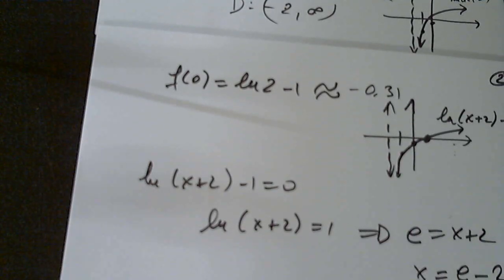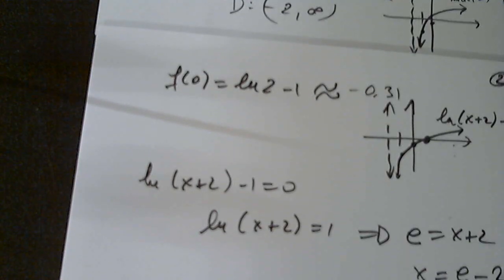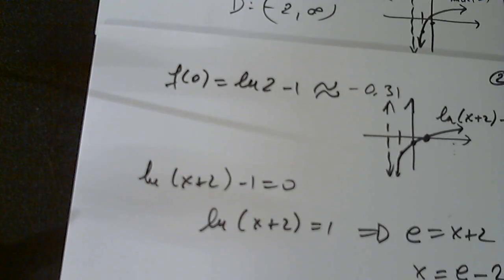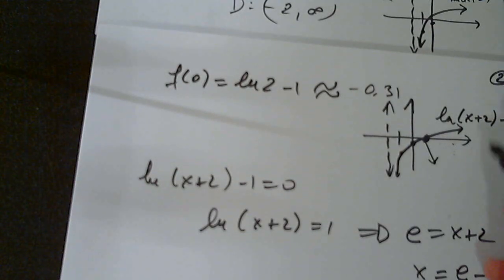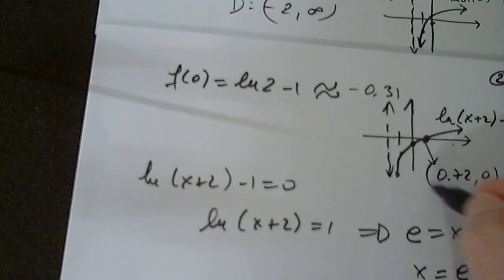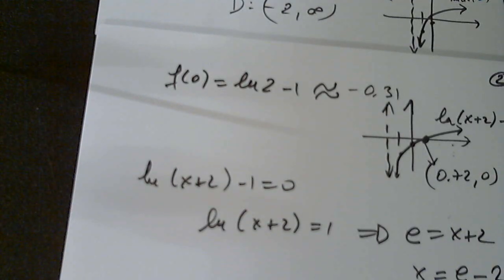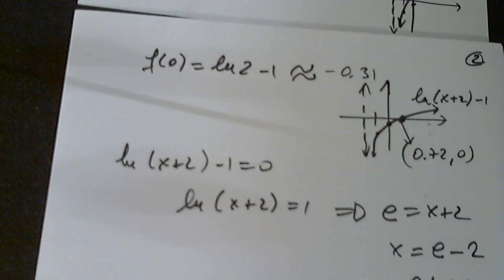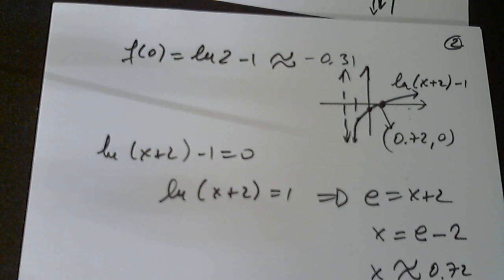Again, I have to approximate. I don't know what this is. Roughly 1 point something. So we can put in the calculator. So this is e minus 2. Okay, so it's 0.72. So I determine this point, 0.72 comma 0. Everything is based on what we did together in this chapter.